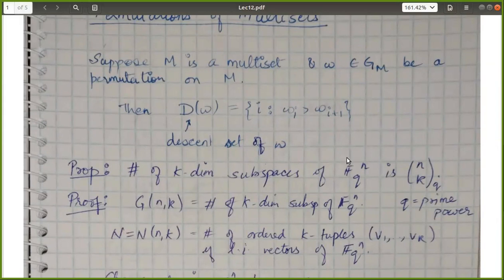Ma'am, is FQ the field with Q many elements? I thought that it is a field if Q is a prime. Is it true for a power of a prime as well? Yeah. Okay.